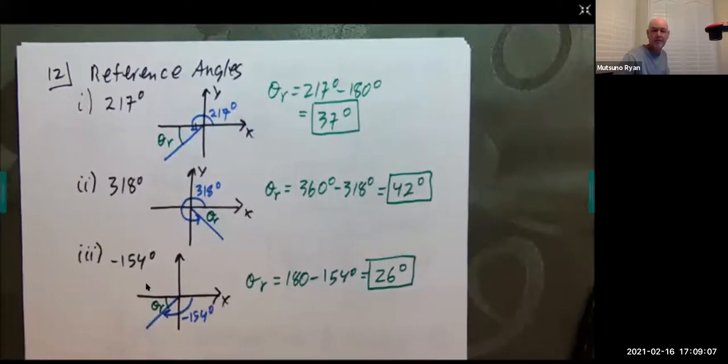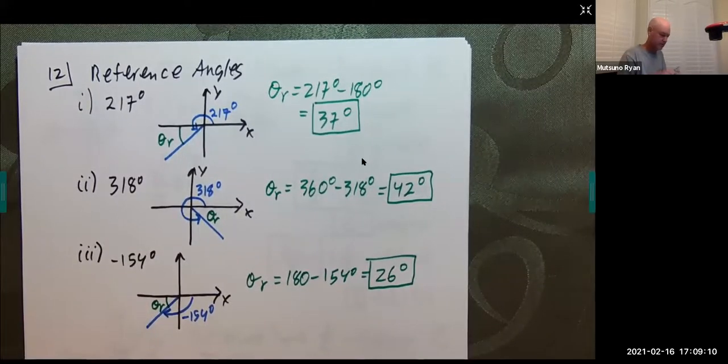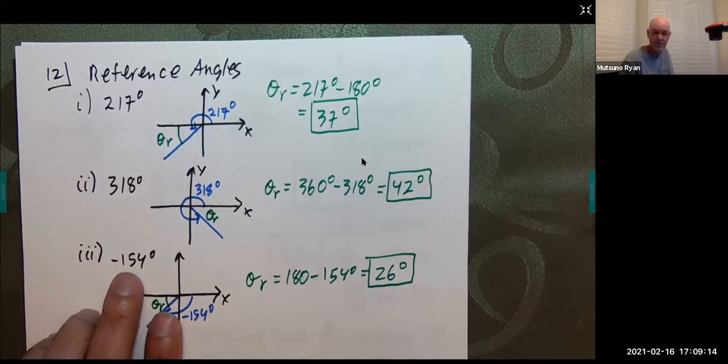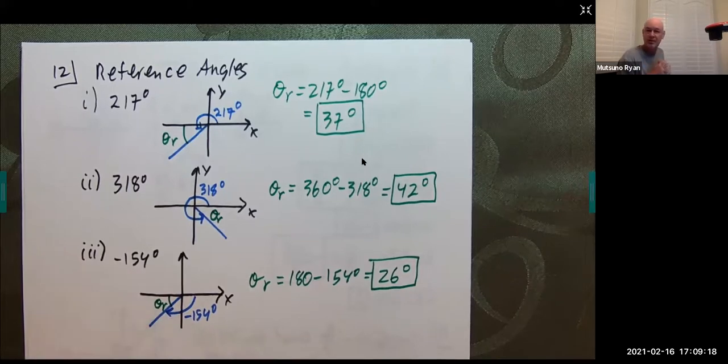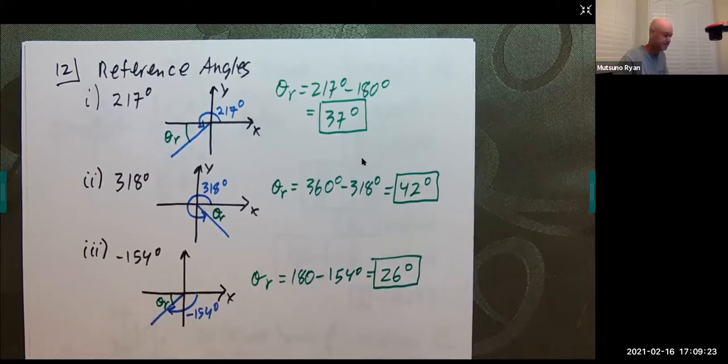We're doing fine. All right, reference angles. Now, if it helps you to convert this by adding 360 to it so you get a better feel, and you want to do everything positive, that's fine too. There's nothing wrong with that. You'll still end up with a 26-degree reference angle.